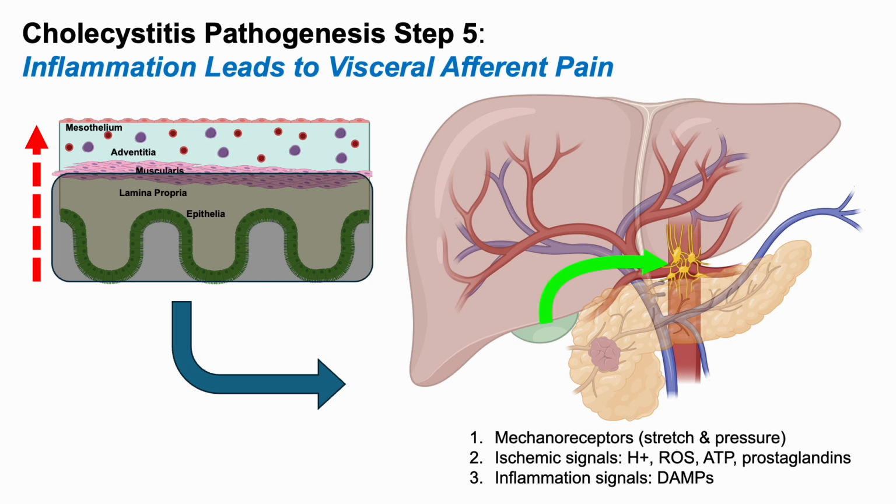This is the most often scenario with biliary colic, and the surgeon is then reliant on identifying other positive factors, usually with imaging, to isolate the gallbladder as the source. Finally, drivers of visceral afferent pain from the gallbladder can include mechanoreceptors, such as stretch and pressure, ischemic signals, typically from necrosis, and inflammatory signals.